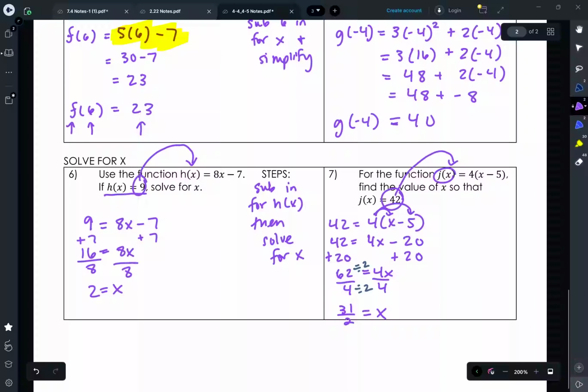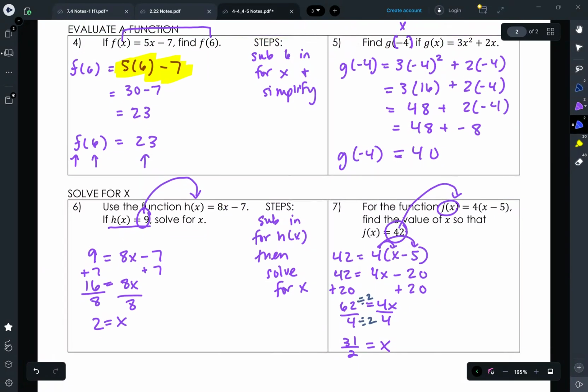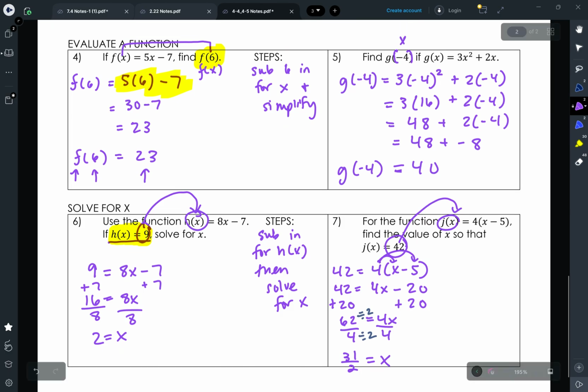So the big thing here is just this difference between finding f of 6 and then finding like h of x equals 9, right? Those are worded differently. One of them is just like having that f of x. It tells me that my x is 6. The other one, I am not given x. I'm given this value, this h of x, and I have to solve. It's a little bit tricky.